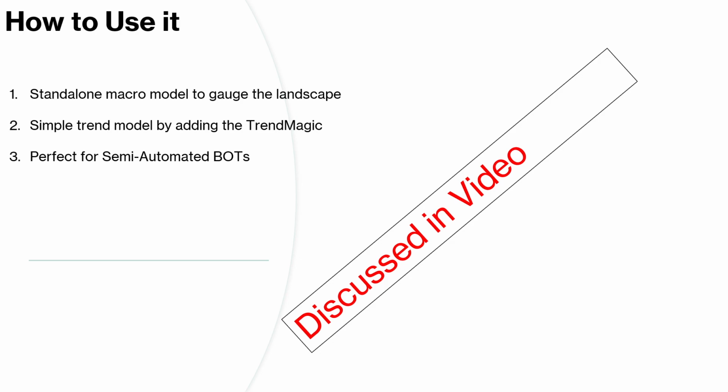The second way is a simple trend model by simply adding the trend magic to it. I'll show you that when we get to the charts. And then it's perfect for semi-automated bots. So you can turn your bots on when it gets to areas that you think it's going to reverse at. So we'll take a look at that here as well. So let's bring a chart into play.